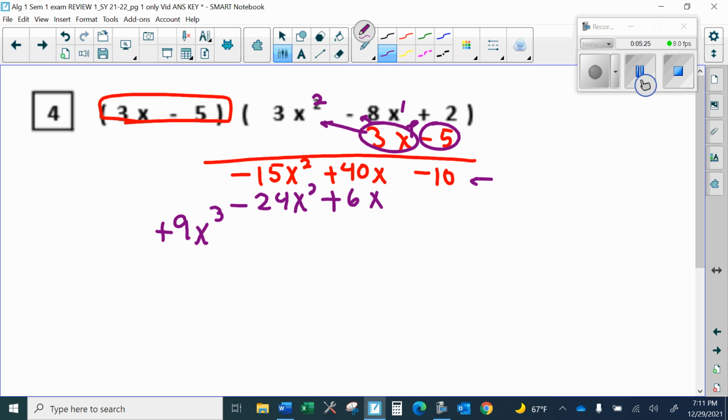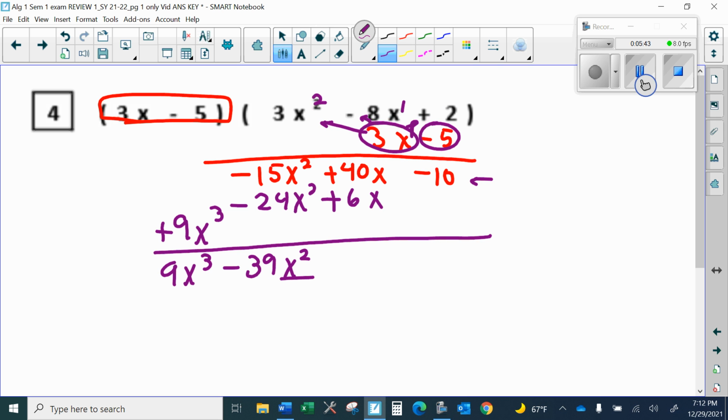2x is here plus the 1 here. I add them to get 3. Now I have all my like terms lined up. I just add straight down. Don't forget the signs. When I add two negatives, I get a negative. I just add the numbers. 24 and 15 is 39.